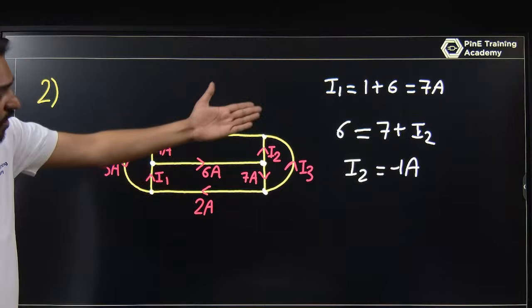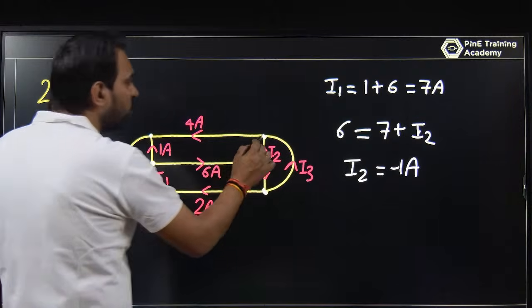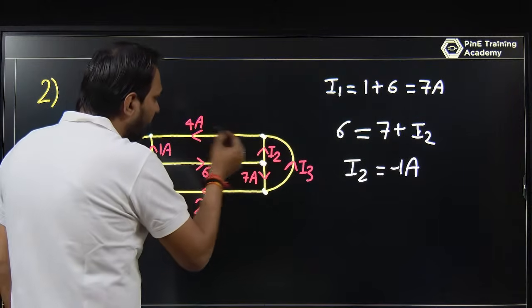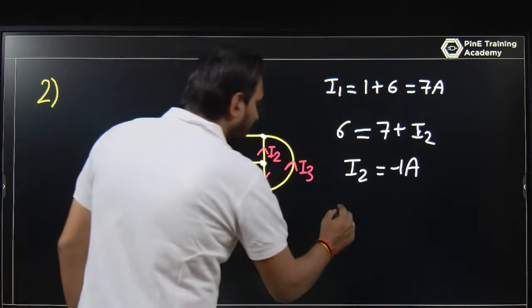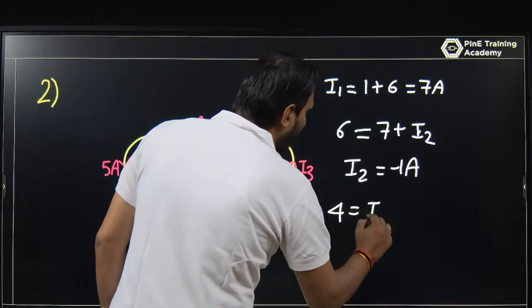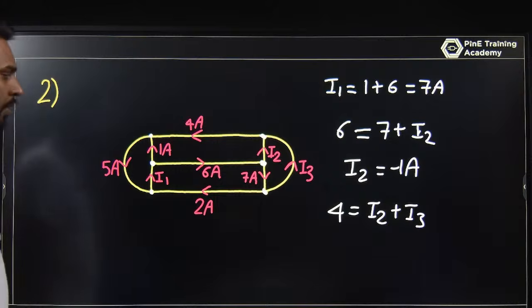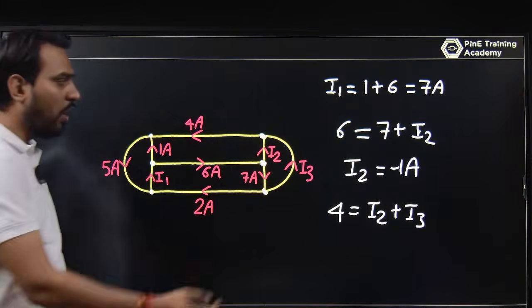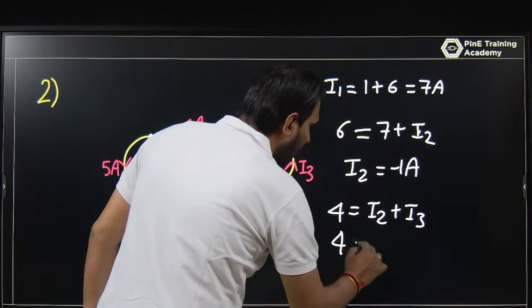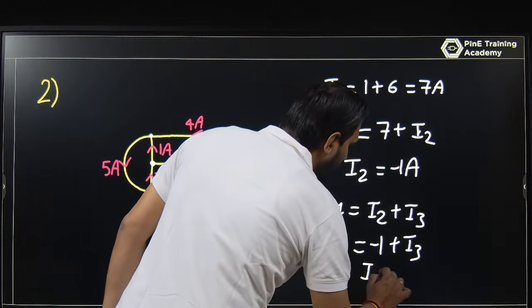You have the I1 value, you have the I2 value, just determine what is I3. Let me use this node. 4 ampere is leaving, I2 is entering and I3 is entering. So 4 ampere is equal to I2 plus I3 at this node. You know I2, so 4 equals minus 1 plus I3, so I3 is equal to 5 ampere.